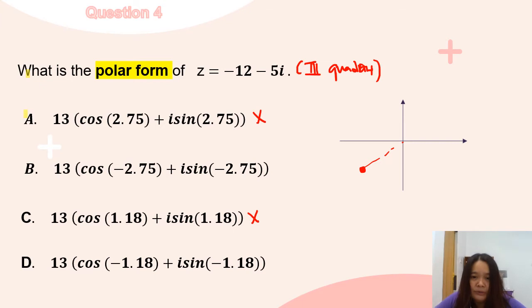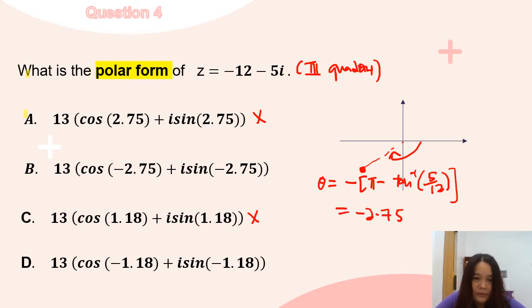So how do we determine that? We have to find the argument. If you use the formula, the argument theta is somewhere here. It will be minus pi minus arctangent b over a. The b over a is 5 over 12. So you will get negative 2.75. So definitely this one is your answer.